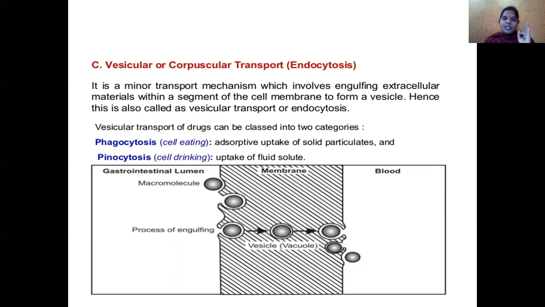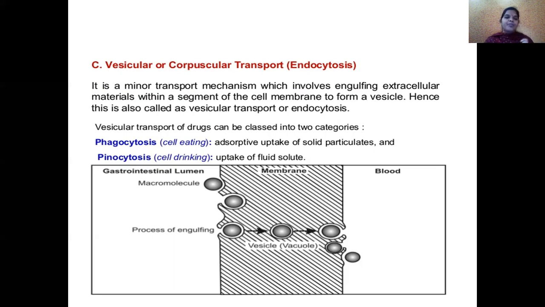Phagocytosis, cell eating; pinocytosis, cell drinking. In the case of phagocytosis, cell eating will take place. How? Absorptive uptake of solid particulates. Your solid particle will be eaten in the case of the phagocytosis process.